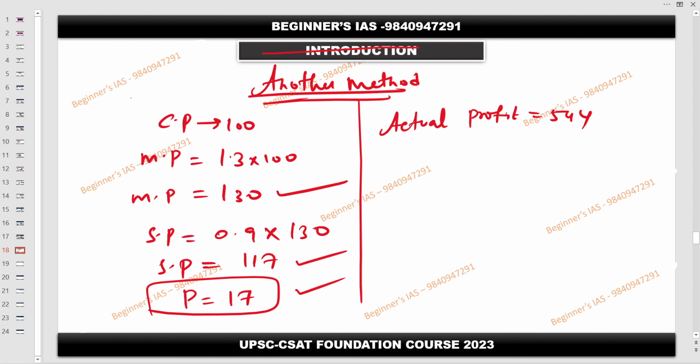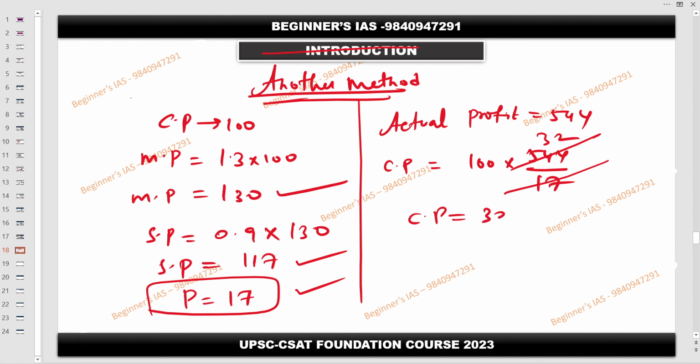So what is the thing you need to calculate? Your CP. CP is equal to 100 into 544 by 17. Then you can cancel, 17 into 32 is 544. Therefore, CP is equal to 3200. Clear? This method also you can use. Shall we move on to the next problem?